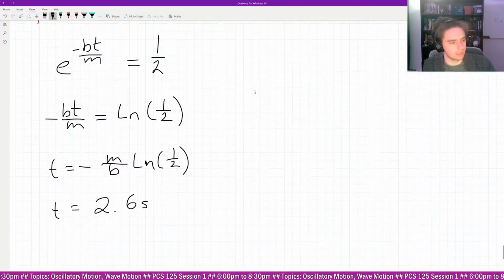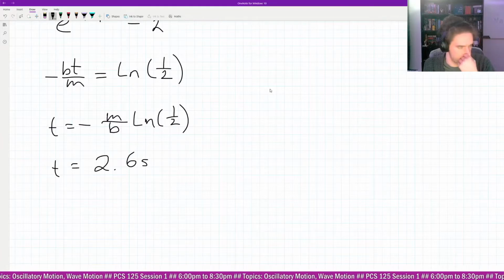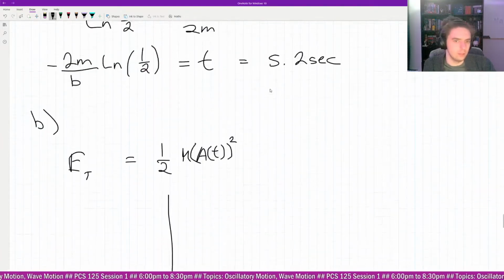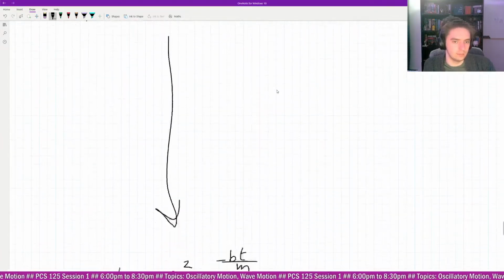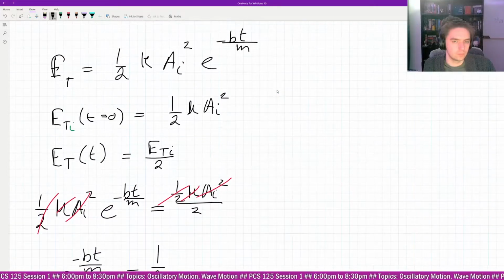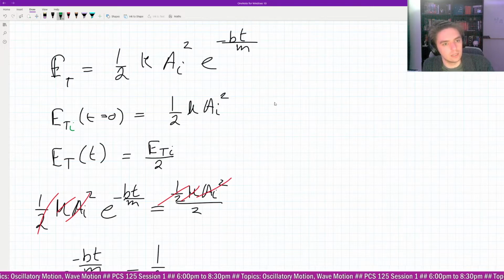Okay, so how does everybody feel about that? Good, I hope. So what if we were to follow through with this question without choosing the time interval at t equals 0 and didn't have the e raised to the power of negative bt over m to cancel out? What if you just had exactly that equation, 1/2 k A_i squared e raised to the power of negative bt over m, equal to the exact same thing, but just divided by 2? Would it still be solvable, but just more complex? Like write this over 2?